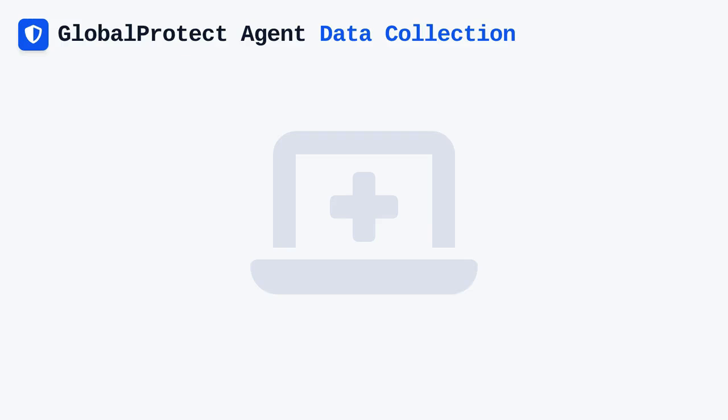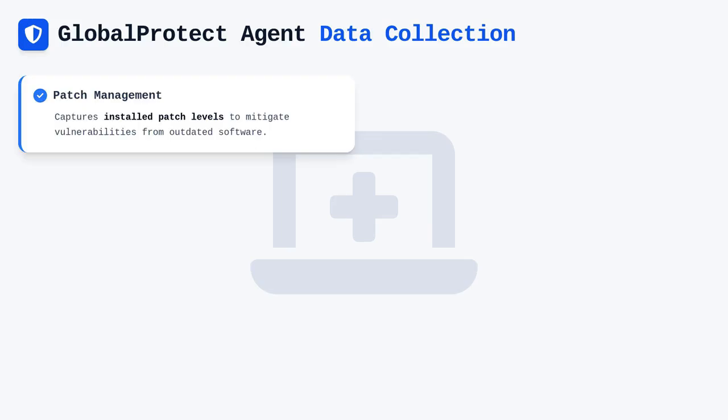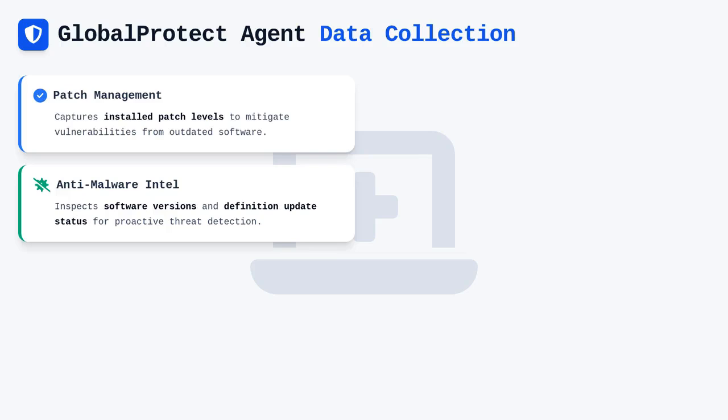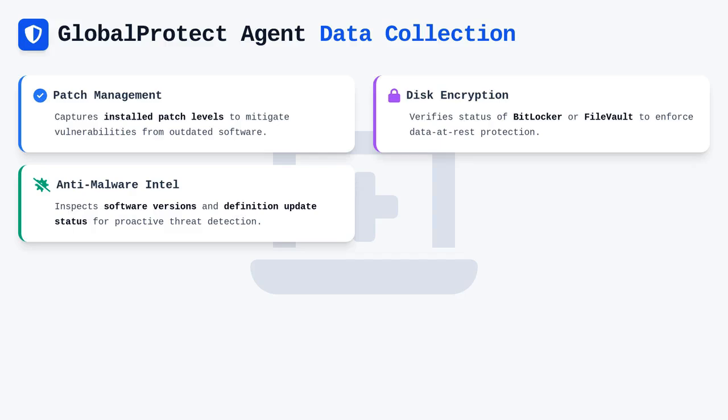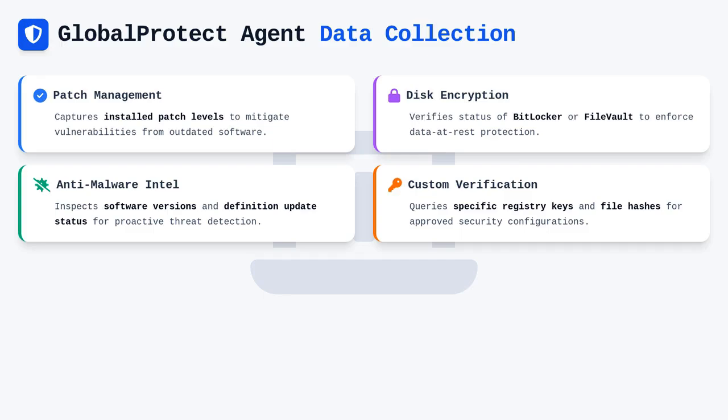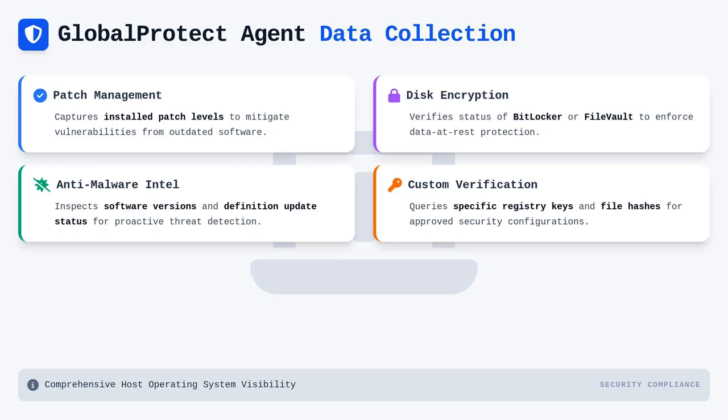The data collection performed by the GlobalProtect agent is comprehensive, covering core aspects of the host operating system. It gathers details regarding the installed patch levels, which is critical for mitigating vulnerabilities associated with outdated software. Furthermore, it inspects anti-malware versions and their definition update status to ensure proactive threat detection. Disk encryption status, such as BitLocker or FileVault, is also captured to enforce data at rest protection. Even specific registry keys or file hashes can be queried, allowing security administrators to verify the existence of enterprise-approved software or security configurations.